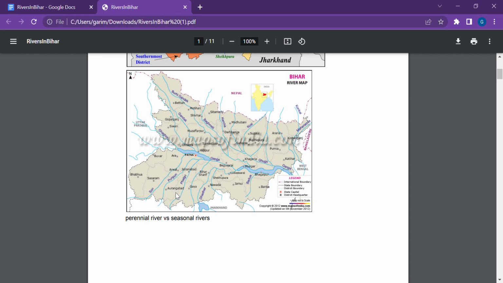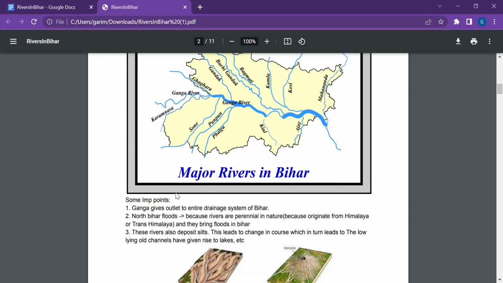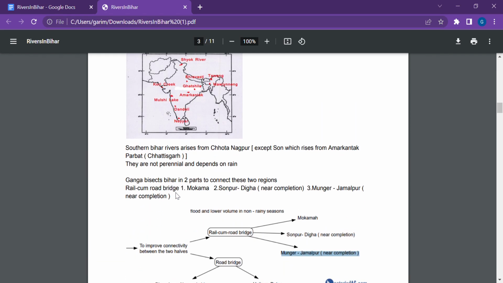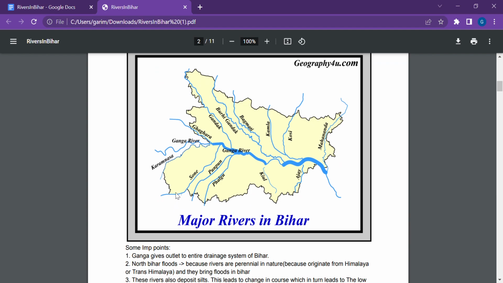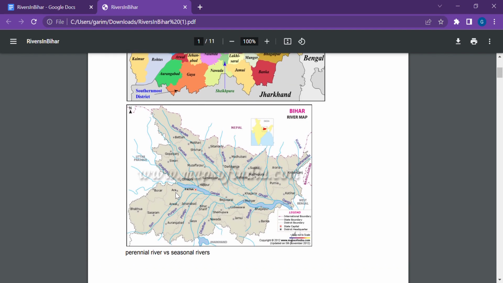most of the rivers originate from Chota Nagpur, except the river Sone, which originates from, I think Alaknanda. No, not Alaknanda. Amarkantak, which is in Chhattisgarh, probably.